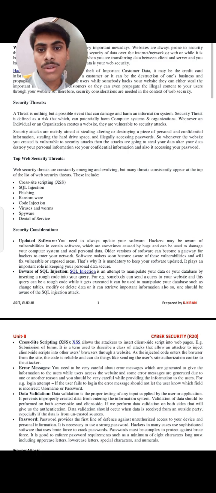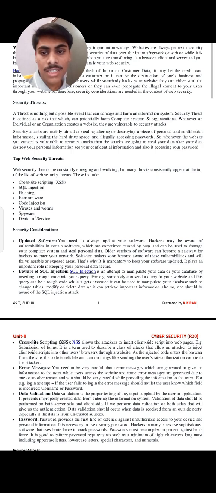Top web security threats are constantly emerging and evolving, but many threats consistently appear at the top of the list. Web security threats include cross-site scripting, SQL injection, phishing, ransomware, code injection, viruses, worms, spyware, and DNS services.